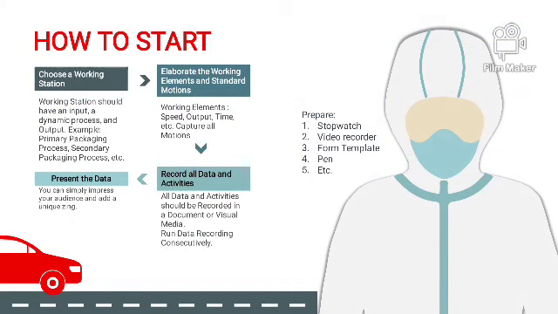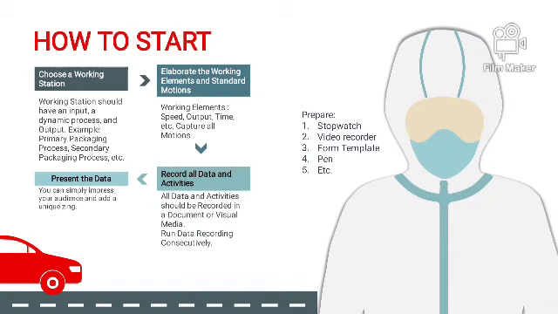How to start the project of time and motion study. First, we have to choose the working station that is chosen as a target of improvement. This working station was evaluated as a slow process, low productivity, or a bottleneck in line balancing. The working station should have an input, a dynamic process, and a measured output.